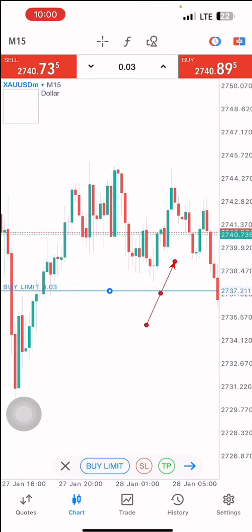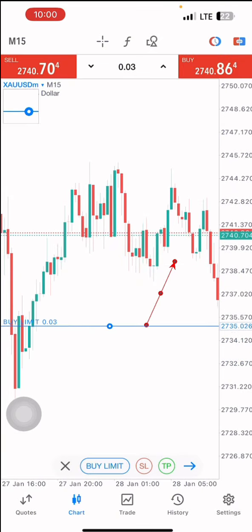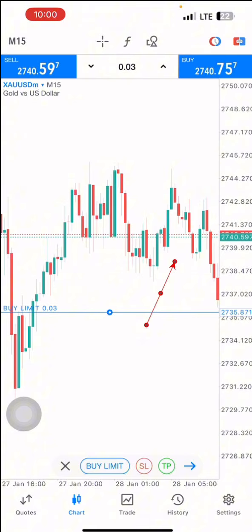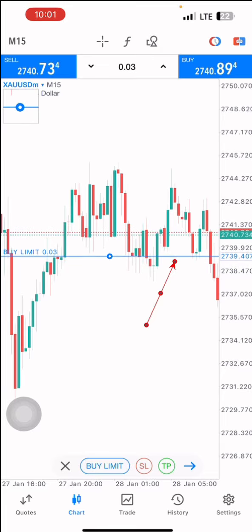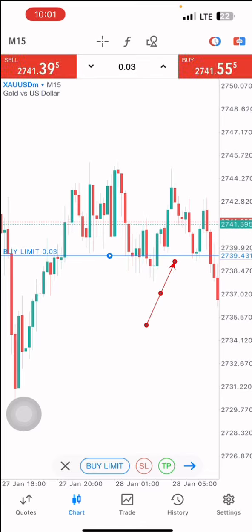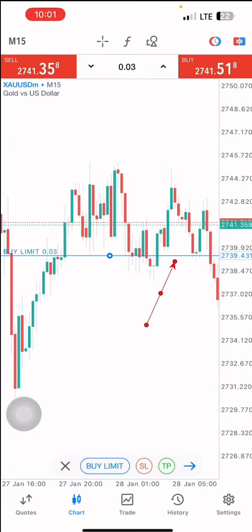It moves. So let me do that again. You tap the clock sign, move it to the price you're trying to enter at. And for the sake of this example, let's say we're trying to enter at 2738, right? Or let's say 2739. We see that, okay, the market price is currently 2739. How much do we know we're going to risk for this trade? We go back to the signal. What's the SL? The first thing you should check before the TP is the SL. The SL is 2736.